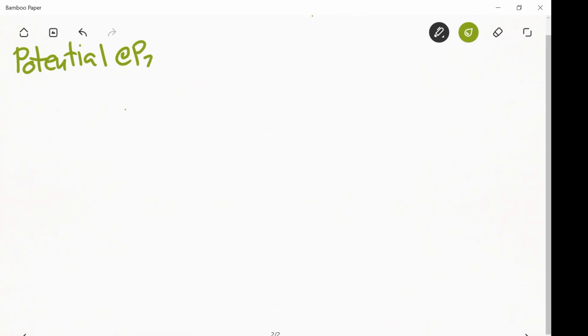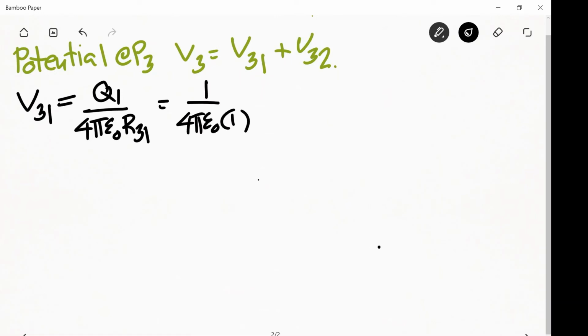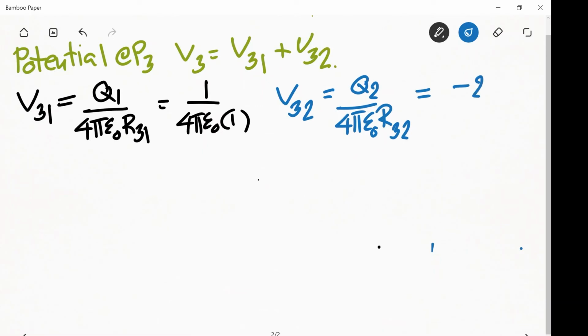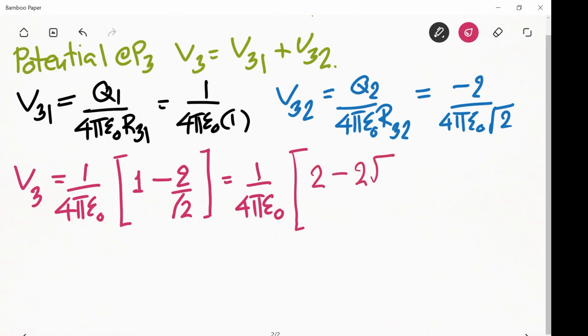Potential at point P3, V3, is V31 plus V32. V31 is the potential produced by Q1. So we have Q1 divided by 4 pi epsilon 0 R31, and Q1 is 1 coulomb, so we have this equation. V32 is the potential produced by Q2. So we have Q2 divided by 4 pi epsilon 0 R32, where Q2 is minus 2 coulomb, so we have minus 2 divided by 4 pi epsilon 0, and the distance is the square root of 2. We add them up together, and V3 is going to be equal to this equation.